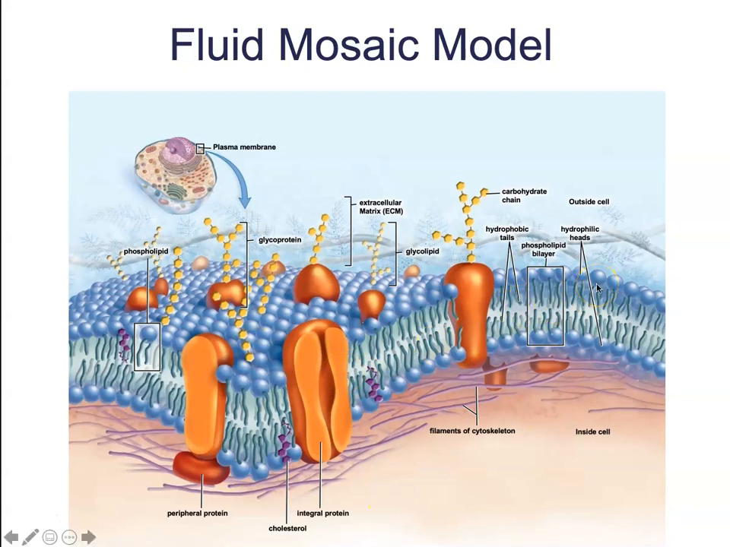One last thing I want to point out is that these monolayers can actually move past each other. So you can think of it as a sandwich, two pieces of bread with a very, very thick, slippery layer of jelly in between. Those two pieces of bread can actually slide past each other and move really in any direction.